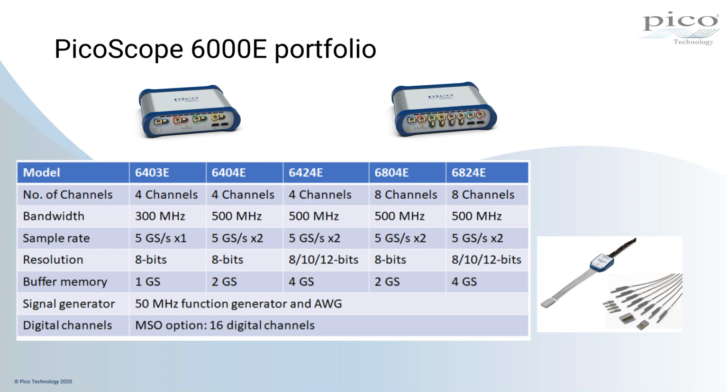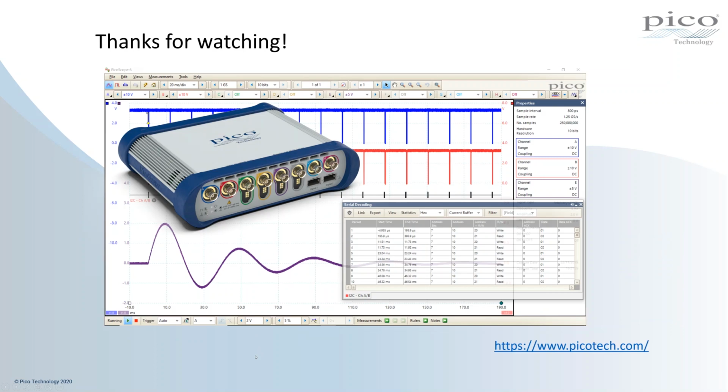I mentioned that there are 4 and 8 channel models with bandwidth ranging from 300 megahertz up to 500 megahertz, sampling speeds of 5 gigasamples per second, either 8 or flexible resolution, 8, 10 and 12 bit resolution, and 4 gigasamples of capture memory depending on the model that you choose. All models have a 50 megahertz signal generator, and by adding the TA369 digital pod, you can add either 8 or 16 digital channels.